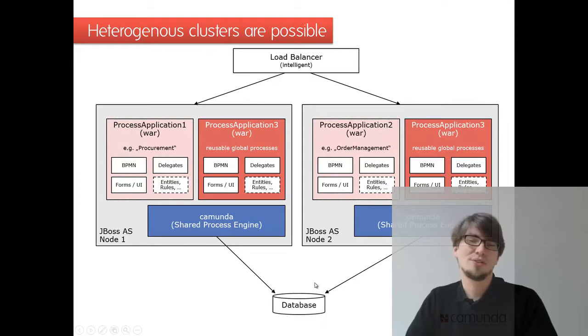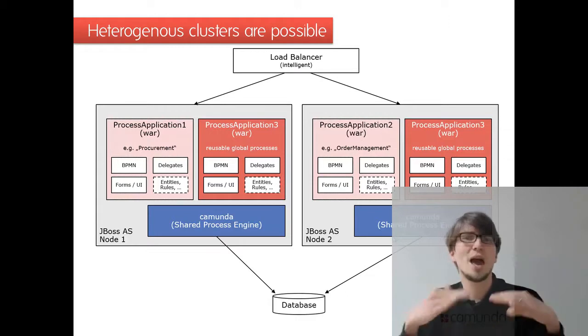And how does that work? It works because, as I said earlier, we register the process application on the shared engine. So this engine knows, oh, I know the order management processes. So I only take the processes I know, or I only execute the timers or jobs for the processes I know. So this one will not touch any procurement processes, and the other way around. So this works pretty well.